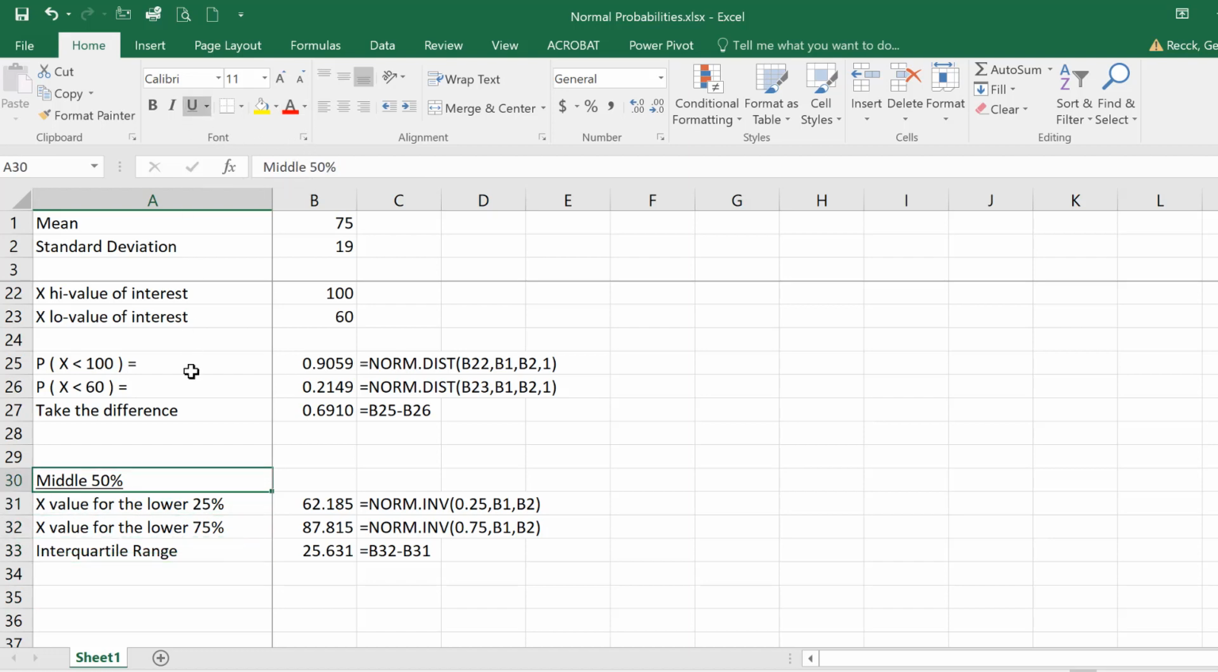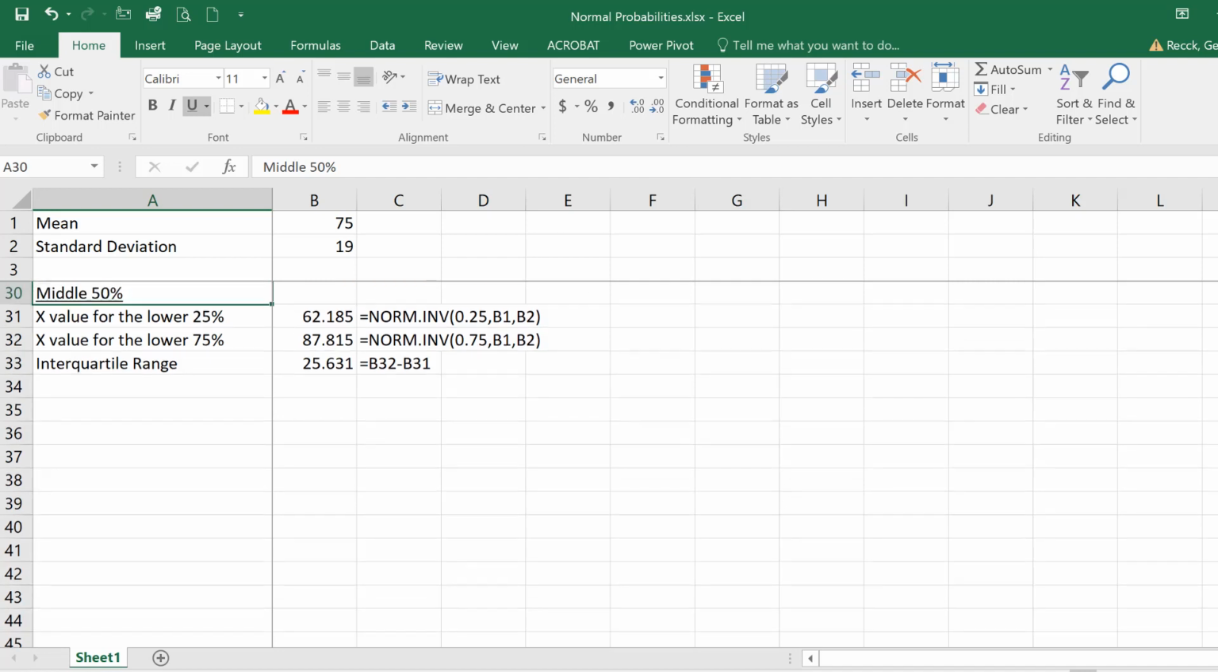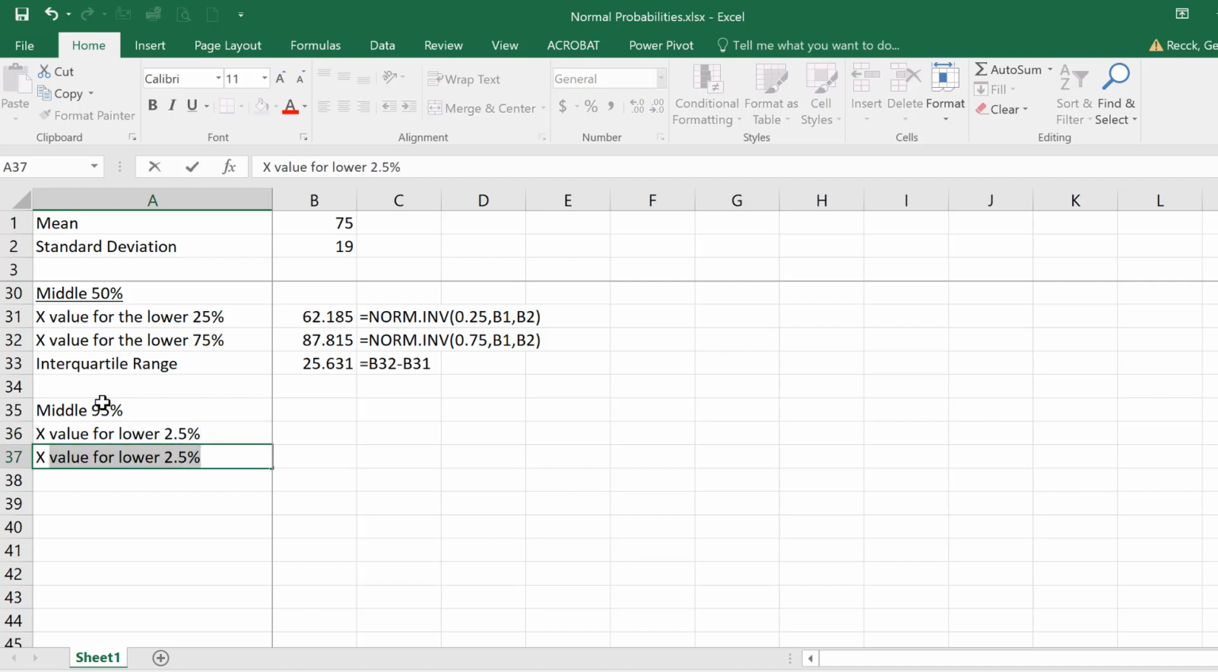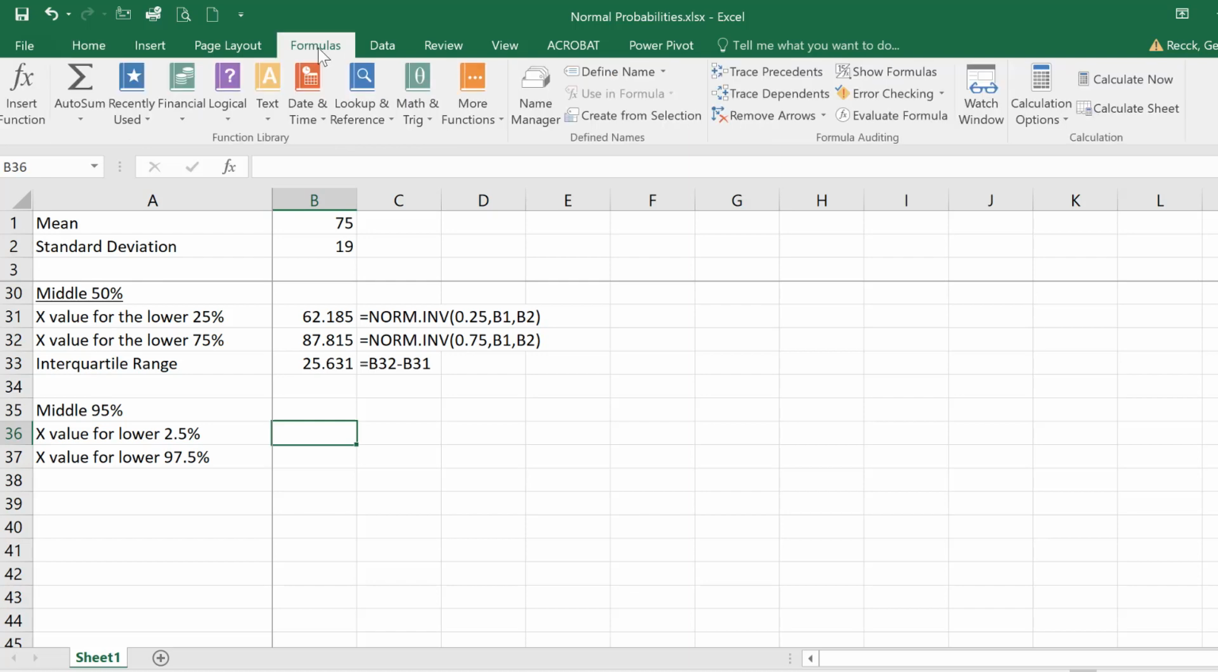Let's try another example with a middle. And this example has a purpose that we'll see later on. We're going to find the middle 95%. So in that case, we want to find the x value for the lower 2.5%. Again, don't forget, if it's a middle 95%, that means that there is 5% for both tails. So we have to divide that up into a lower 2.5% and an upper 97.5%. And then we can apply our norm distribution function again.